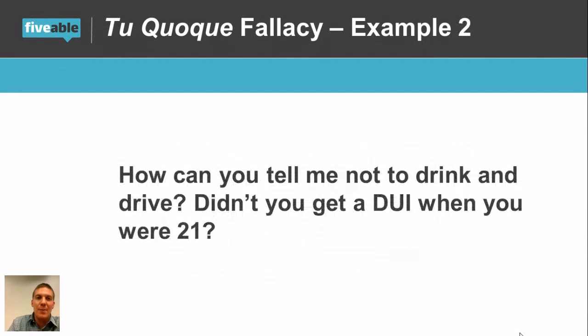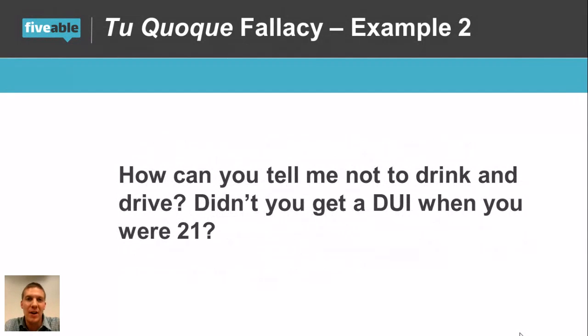Let's look at a second example. How can you tell me not to drink and drive? Didn't you get a DUI when you were 21? So maybe this would be a friend talking to a friend. Maybe this would be an adult, a young adult talking to a parent.